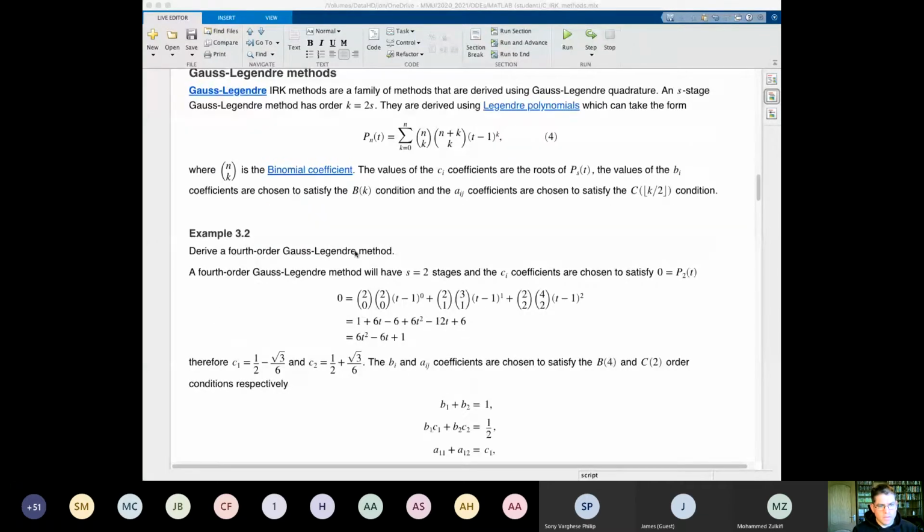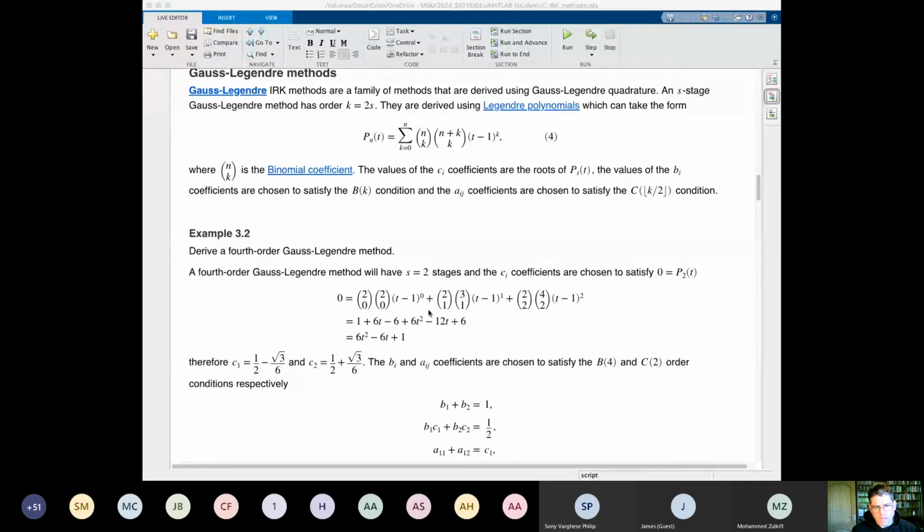Okay, so here I want to derive a fourth order Gauss-Legendre method, so therefore we're going to have two stages. The C coefficients are chosen to be the roots of P2(t). So I'm going to use this equation here. When k is 0, I have 2 choose 0, 2 choose 0, because n plus k is also 2, (t minus 1) to the 0. And that's actually 1, because 2 choose 0 is 1.